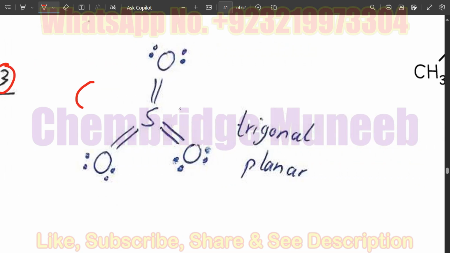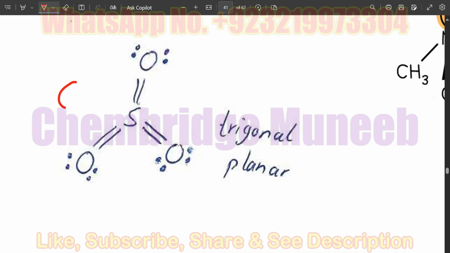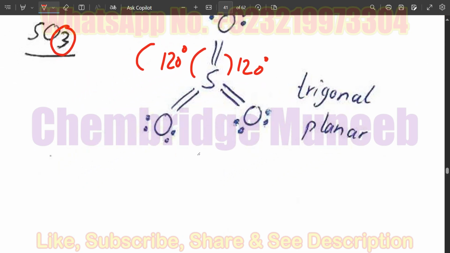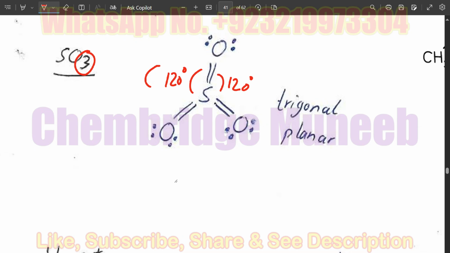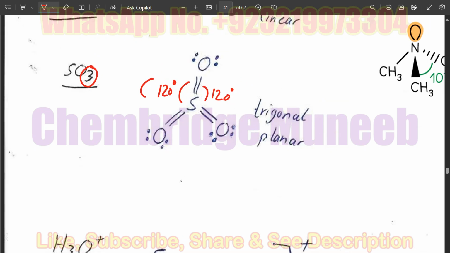In sulfur trioxide, there is one sulfur and it is bonded with a double covalent bond to each of the 3 oxygen atoms, and they are placed at 3 corners of a triangle with 120 degrees between them. You can see that it is irrespective of the bonds between the atoms that determines the angle. Even if you take single bonds between the atoms, it will still remain 120 degrees, or if you take double bonds, it will still remain 120 degrees.